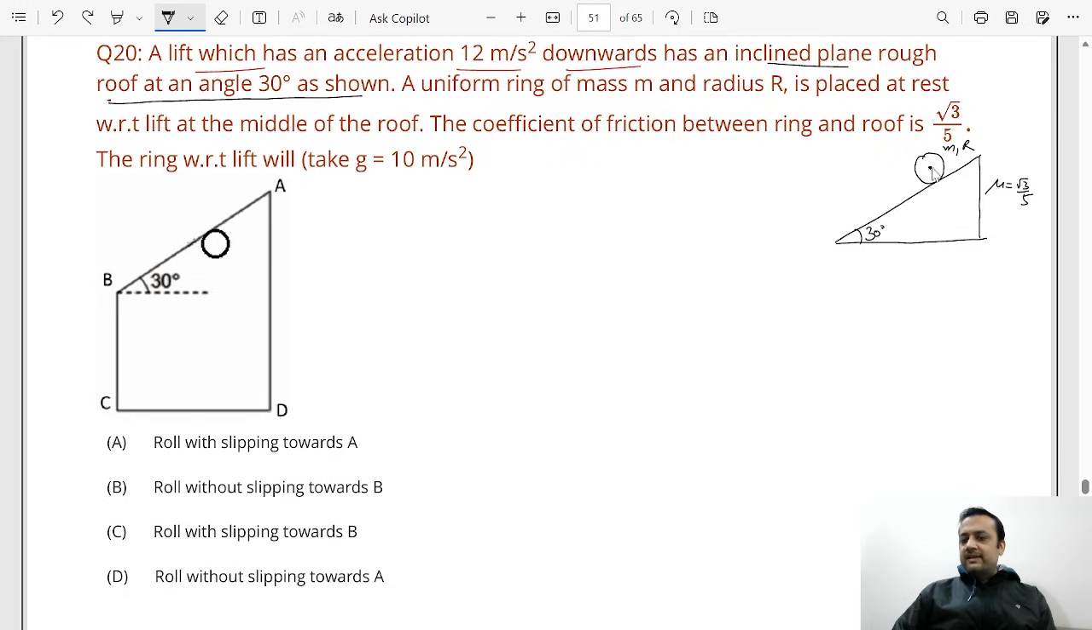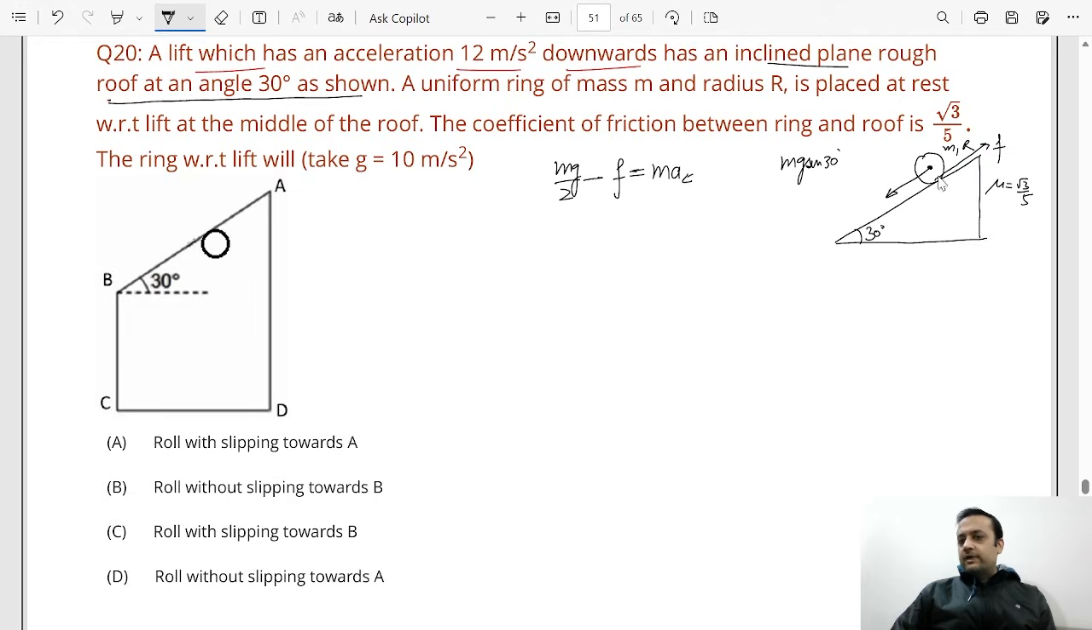So look, let us find the coefficient of friction required to perform pure rolling. How can we do that? Very simple. Let's write the force torque equation. This force will be mg sine theta, mg sine 30. Friction will be going up, let's say. So net force down the inclined plane is mg sine 30 minus friction, and that will be equals to mass into acceleration of center of mass, right?